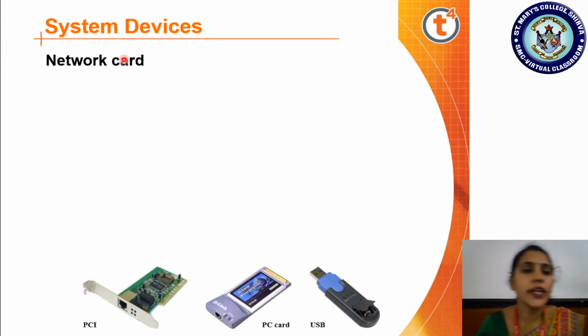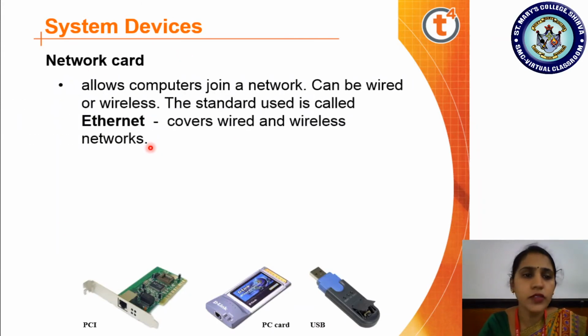And a very important one is the network card. So what are these actually? These cards allow the personal computers to get connected to some network. What is that network? That is where we want the connection, like if we want to get connected to the internet. It is done with the help of the network card, where the computer can communicate with another computer, another machine. It can be wired or wireless. This is also a feature you should remember. The standard used is called Ethernet, and it covers almost all wired and wireless networks.